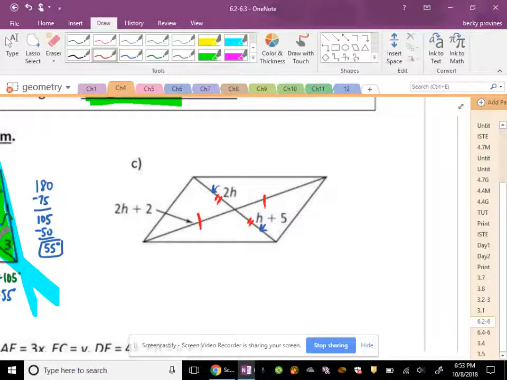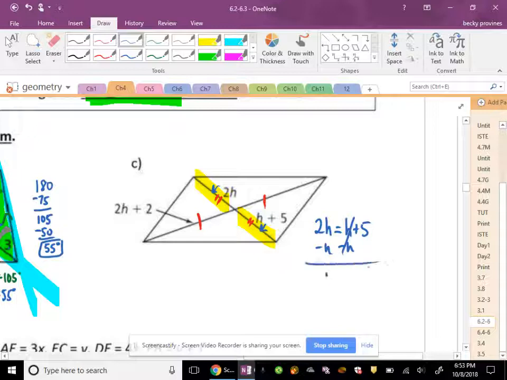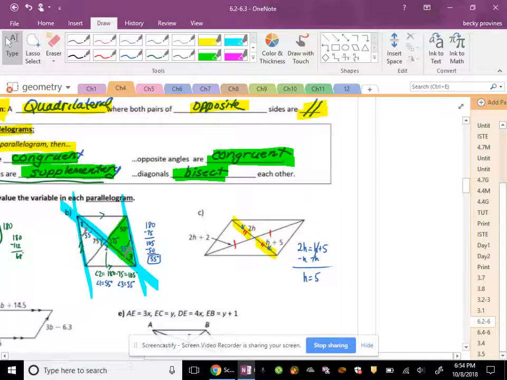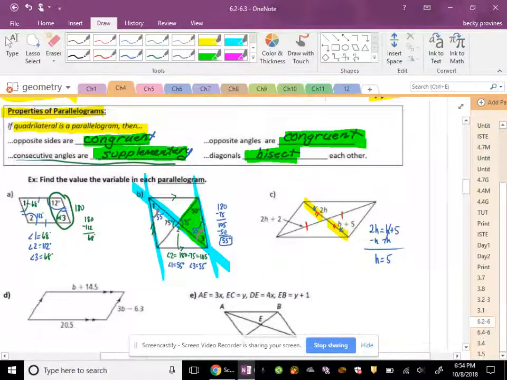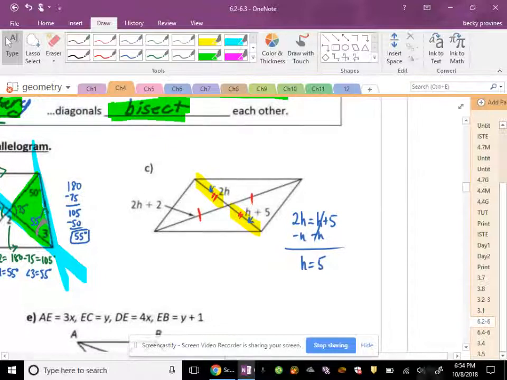So obviously, the 2h and the h plus 5 are the two equal parts. So I'm just going to set those two equal to each other. Let me back this up. 2h is equal to h plus 5, and let's subtract h from both sides. So I'm left with h equals 5. Okay, and the directions just say find the value of the variable. You don't have to plug it back in. If you're good, you're finished. H is 5.